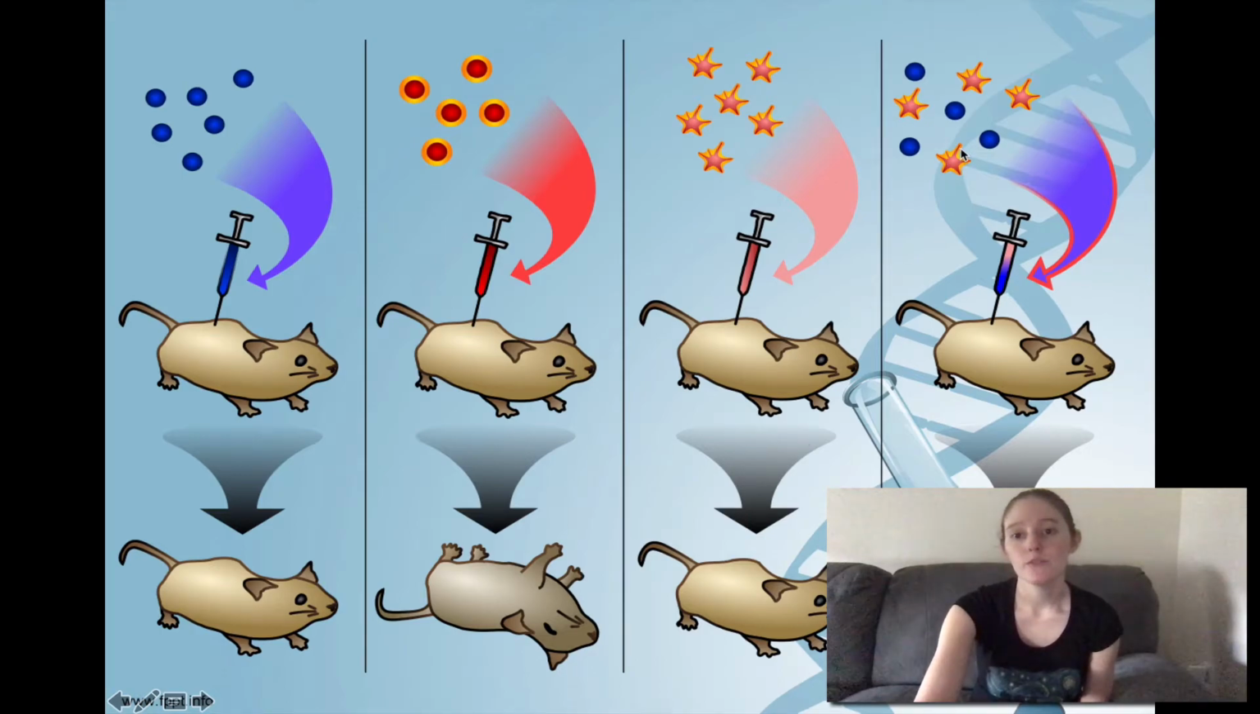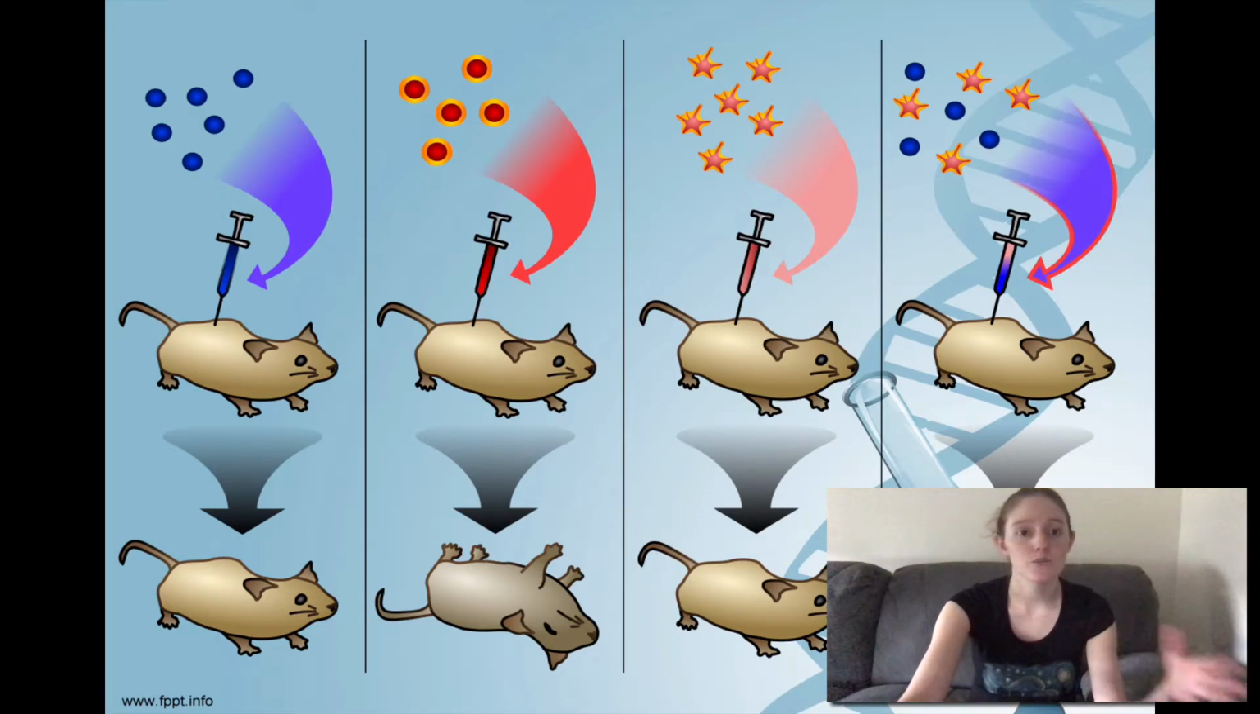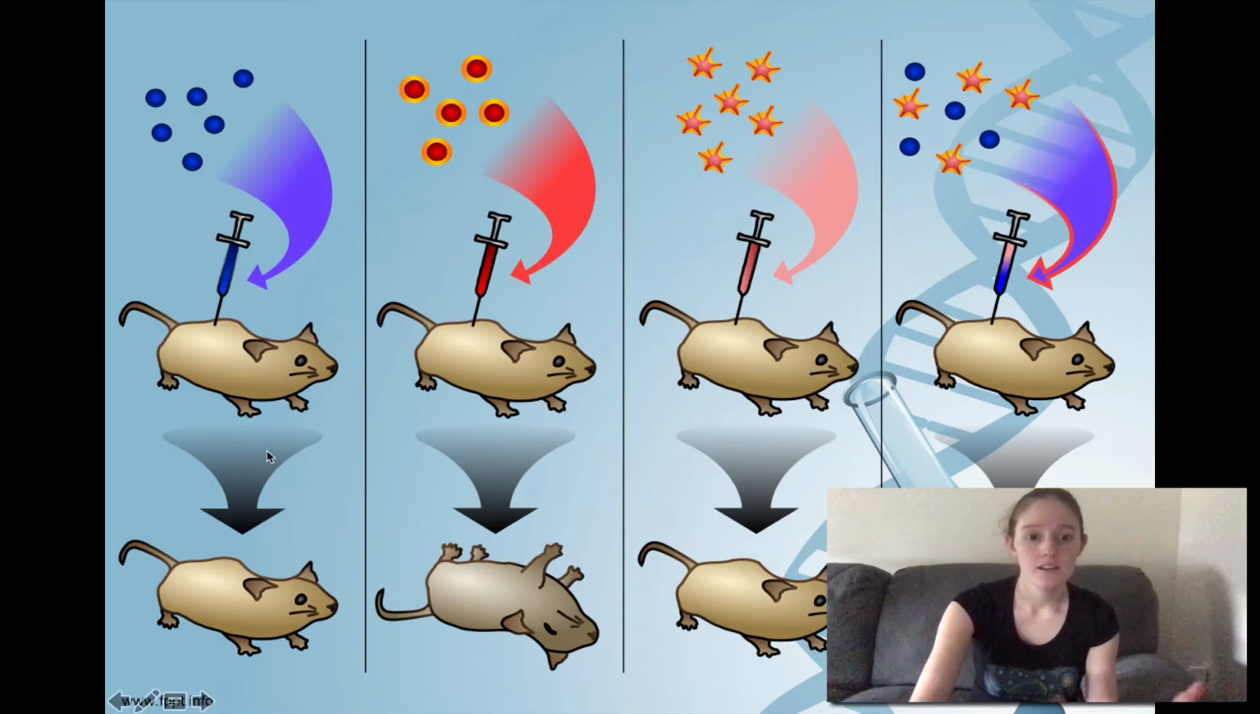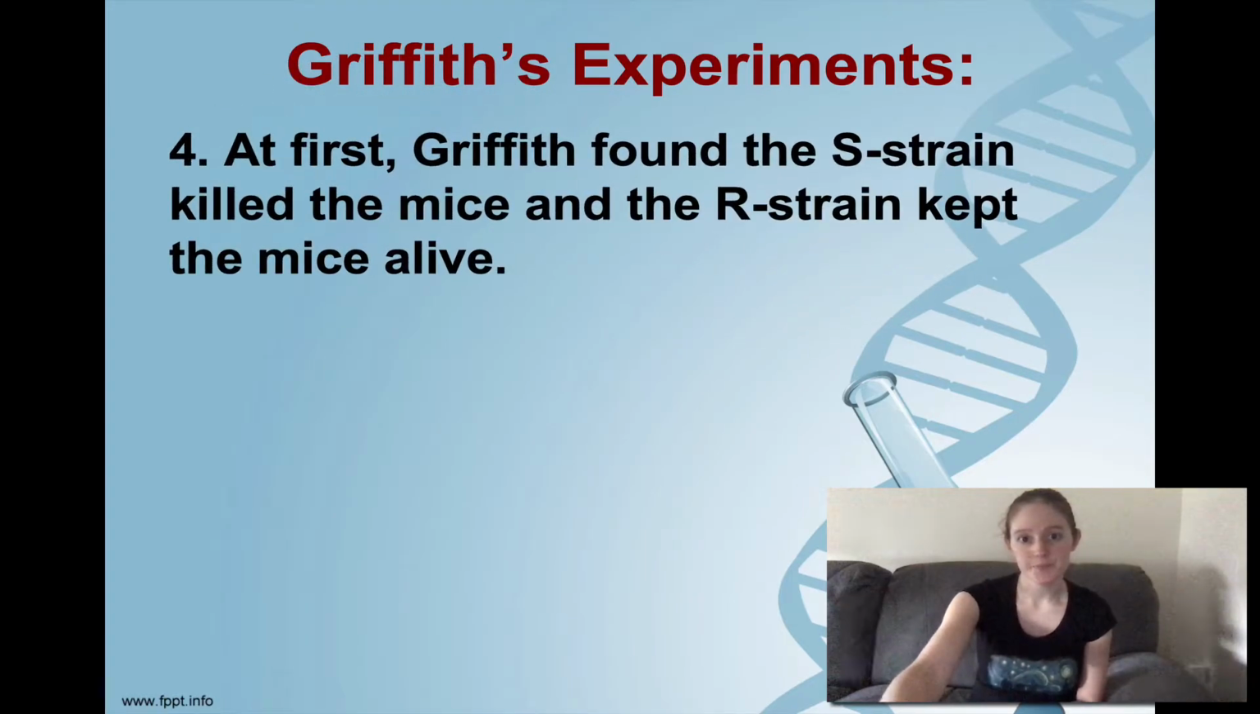And then he also did one with a live R strain and a heat-killed S strain, and this one actually killed the mouse. He wasn't sure why the mouse died this time, because he knew that the R strain shouldn't have hurt the mouse, since whenever he did the regular R strain back here, the mouse survived. So he couldn't figure out what exactly happened.